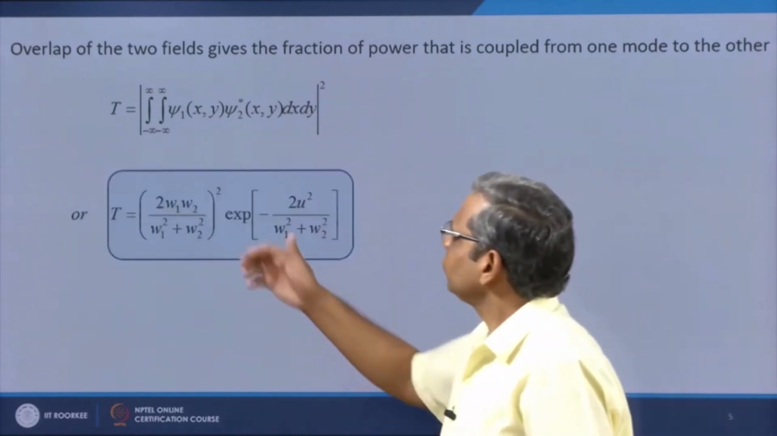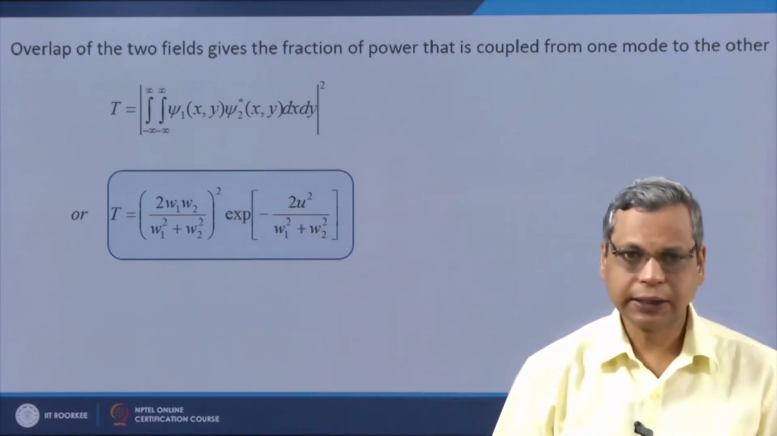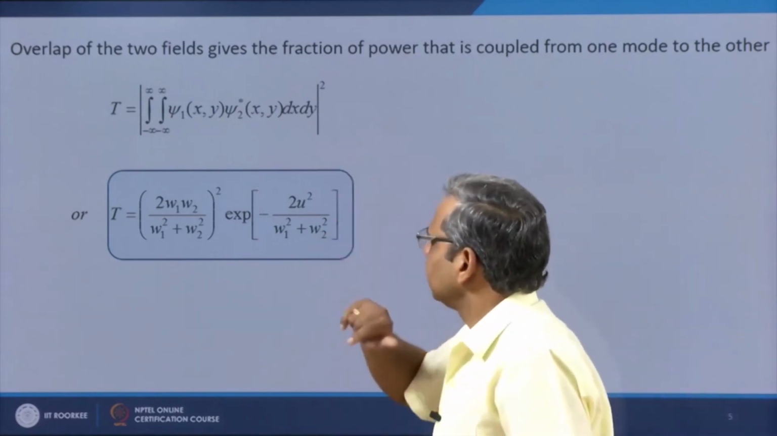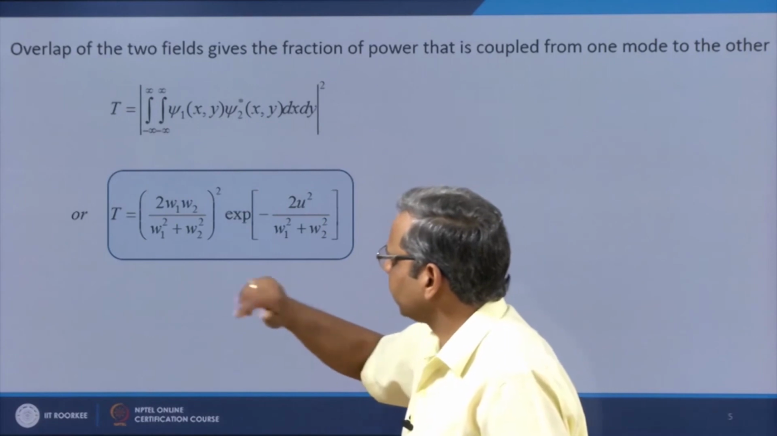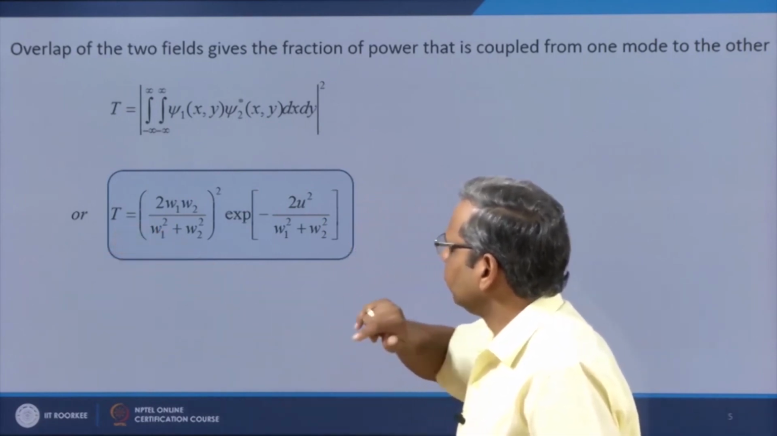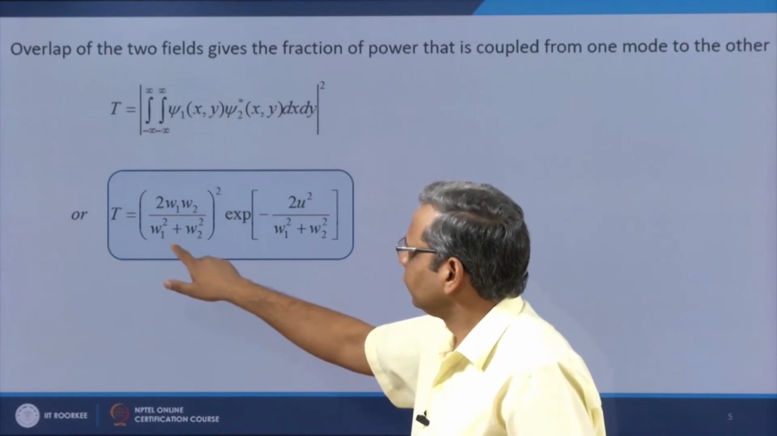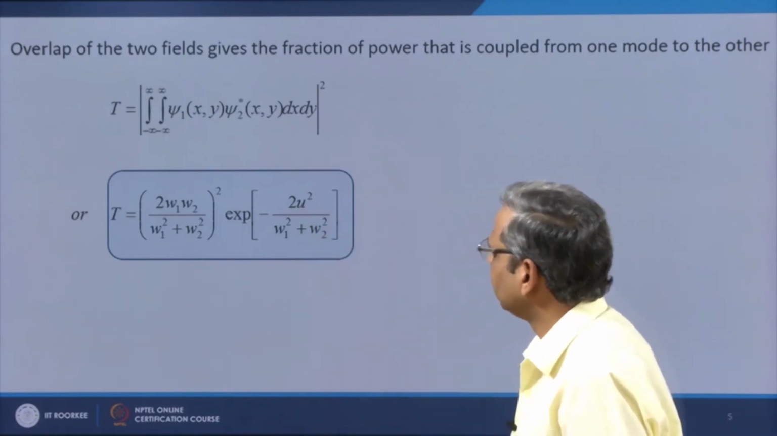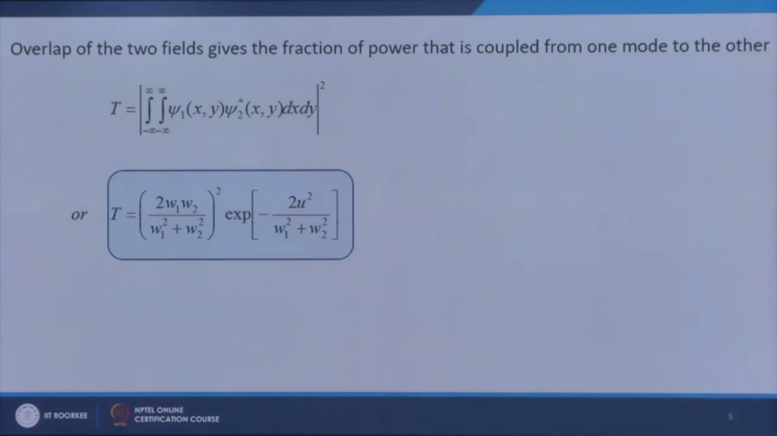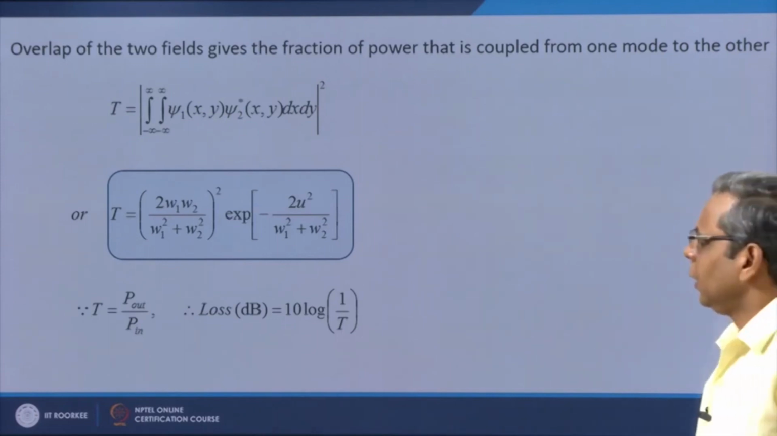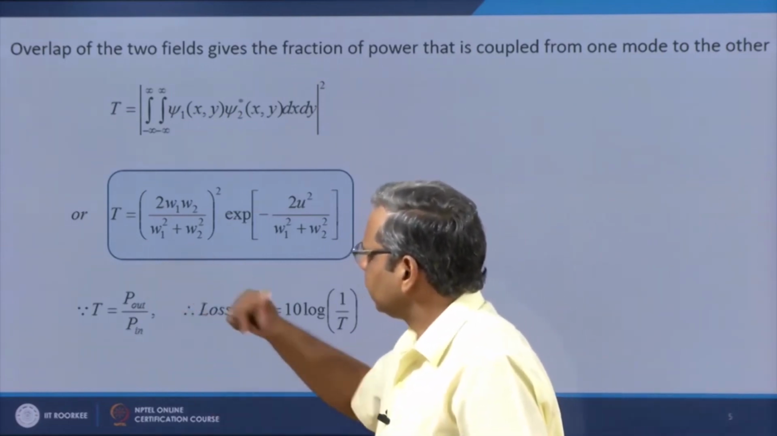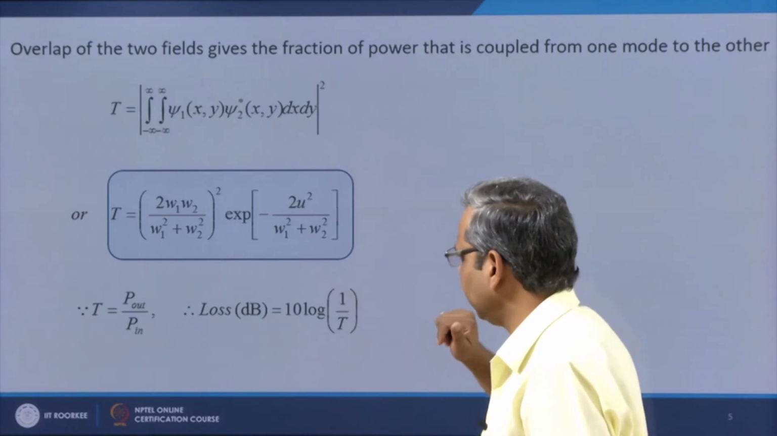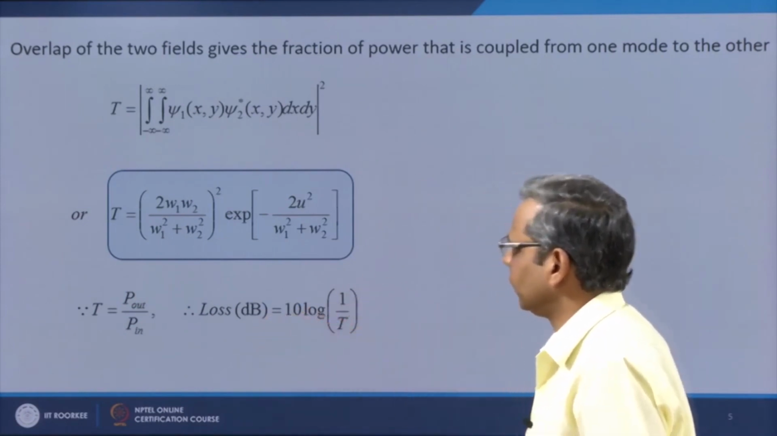So, now if I use the expressions for psi 1 and psi 2 which I had written earlier and do some mathematics, then I will get the expression for T as T is equal to (2 W1 W2 over W1 square plus W2 square) whole square times exponential of minus 2 U square over W1 square plus W2 square. From here I can calculate the loss in dB. I know this T is nothing but P out over P in. So, loss in dB would be 10 log 1 over T.